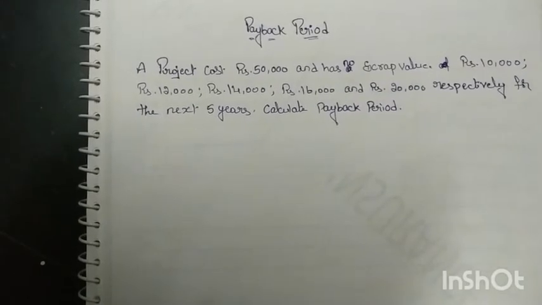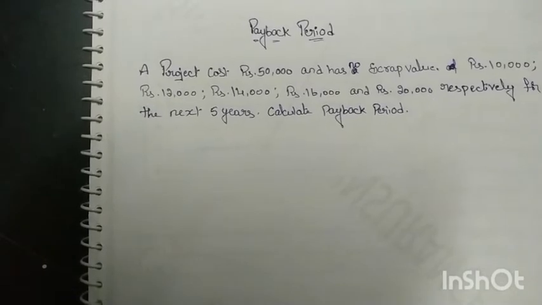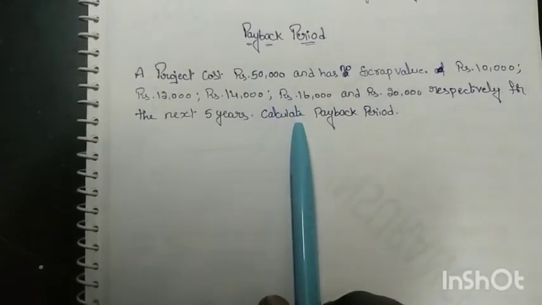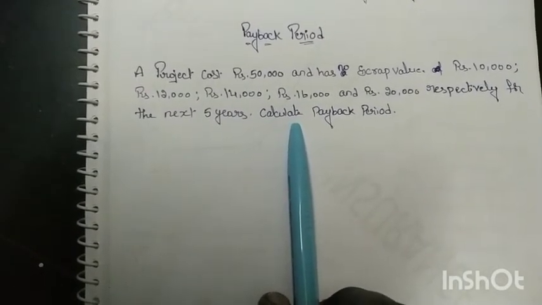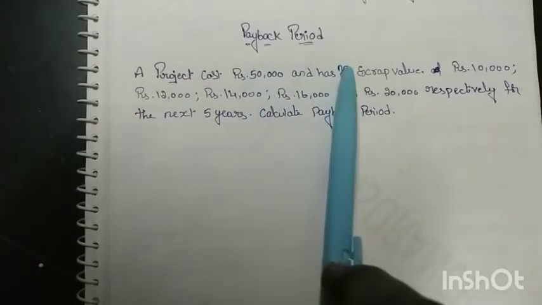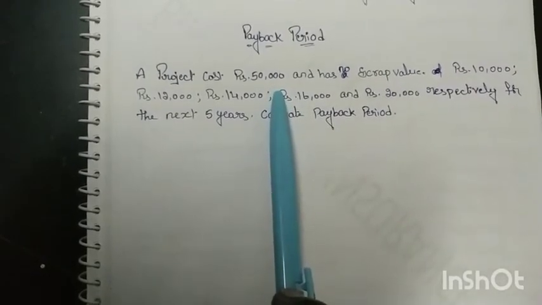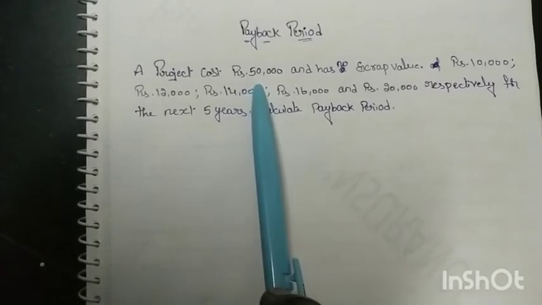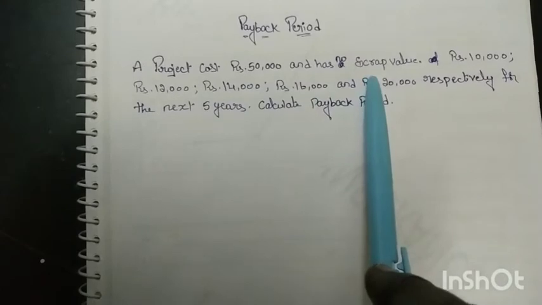Payback period means the time period in which our investment will get back to our hands. The time period will be called the payback period. So here, with this problem, I am going to explain how to calculate the payback period for uneven cash flows. A project costs rupees 50,000 and has no scrap value. Means the investment or the cost of the project is 50,000. You are making the investment of 50,000 on a particular project and the project has no scrap value.